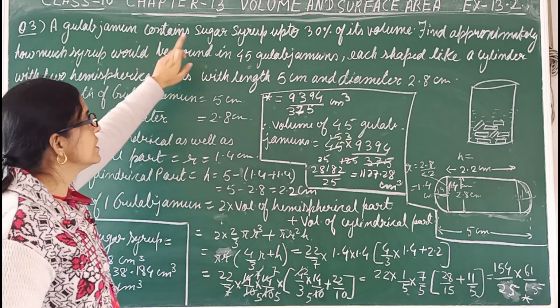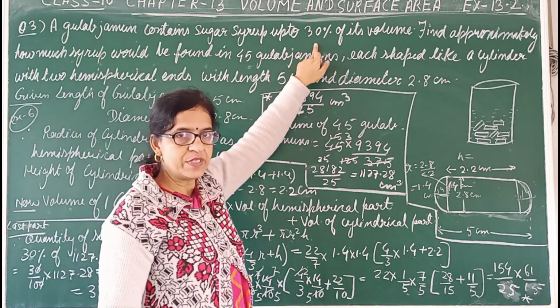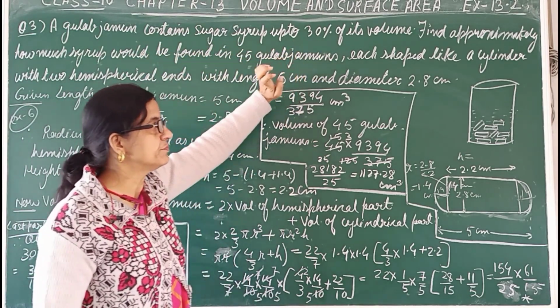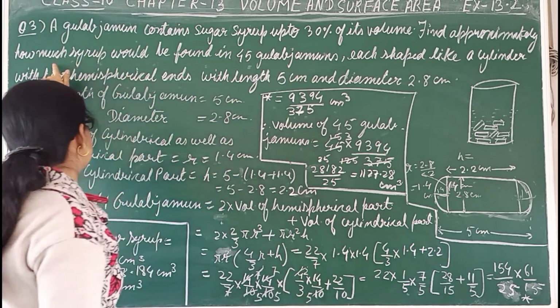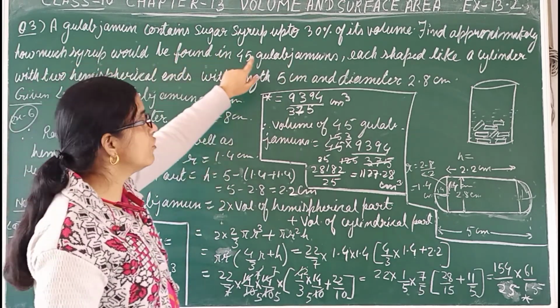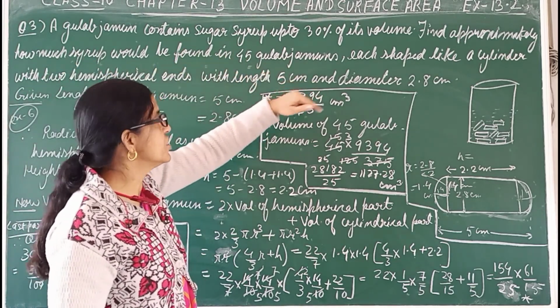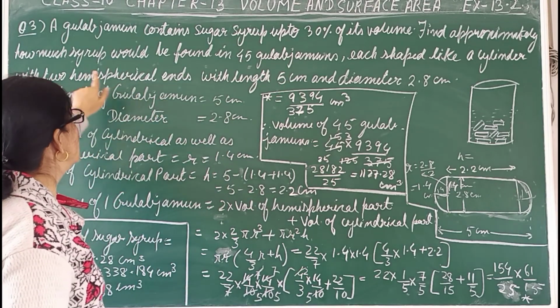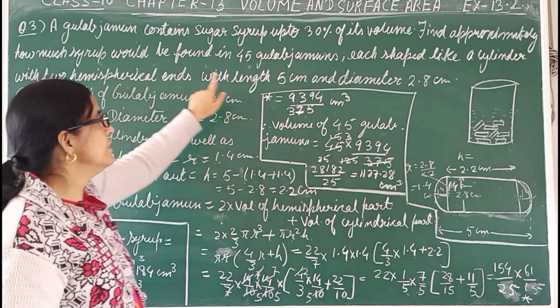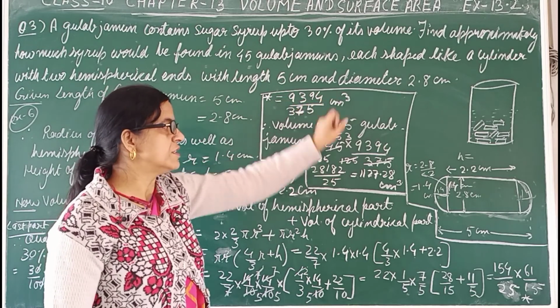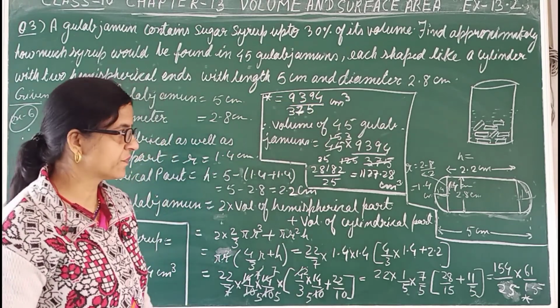A gulab jamun contains sugar syrup up to 30% of the volume. Find approximately how much syrup would be found in 45 gulab jamuns, each shaped like a cylinder with 2 hemispherical ends with length 5 cm and diameter 2.8 cm.